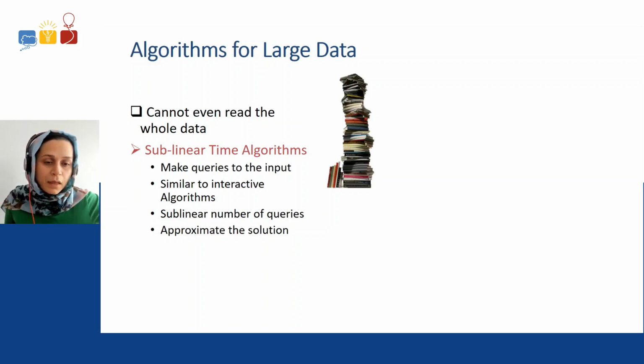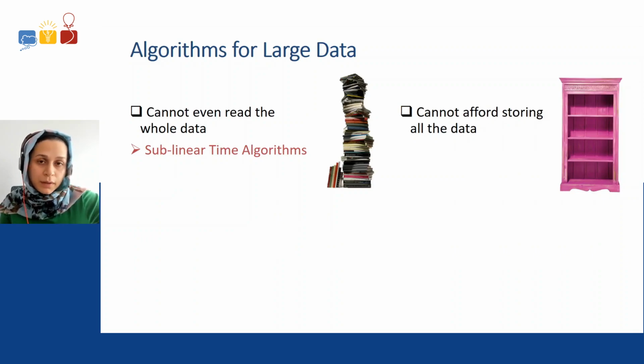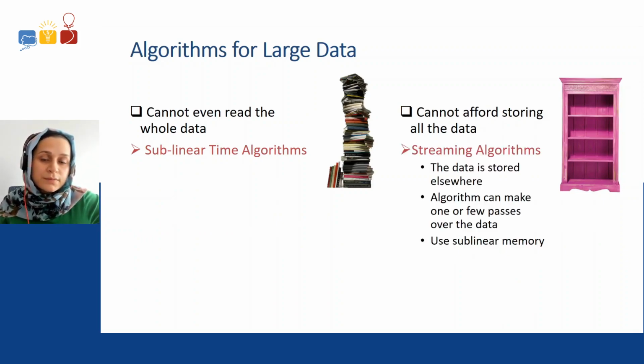And even if the algorithm can read the whole input, there may not be enough memory to store all the inputs in the main memory. So the streaming algorithm is a model of computation to capture this aspect. Here we assume that the input to our algorithm is stored externally somewhere else, and the algorithm can make one or a few sequential passes over the input and needs to solve the problem using sublinear amounts of memory. So maybe it can only use something like square root n memory or even log n memory, but it should still be able to approximate the solution.